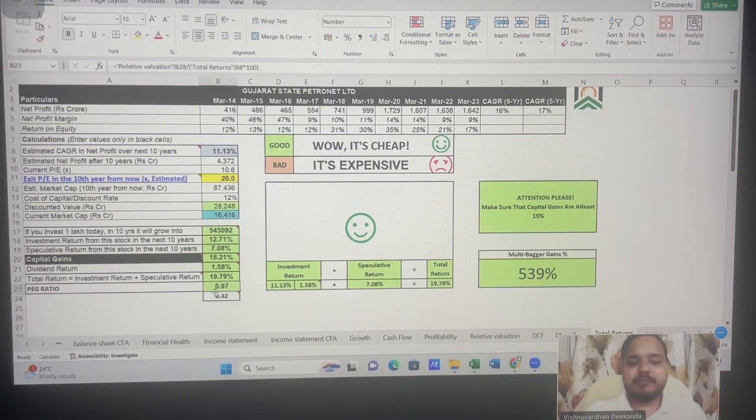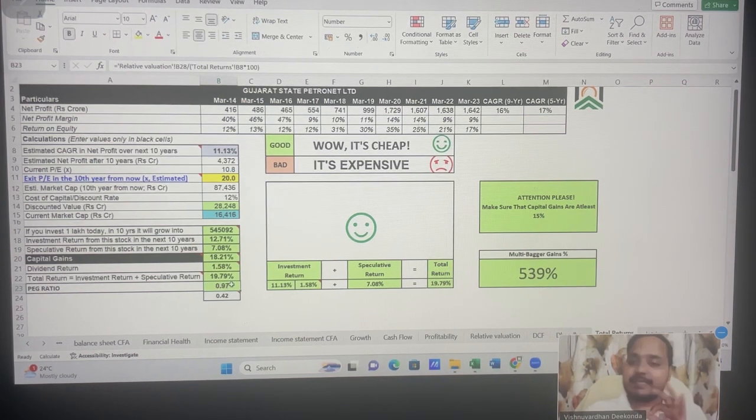So the PEG ratio is something we look for. As long as the PEG ratio is less than 1.5, great. Here it is less than 1, which is extremely good. So less than 1.5 is good. Here it is only 0.97, so extremely cheap.